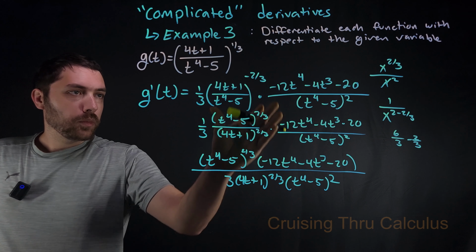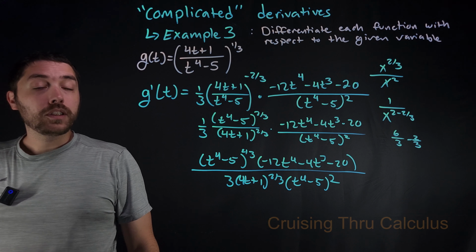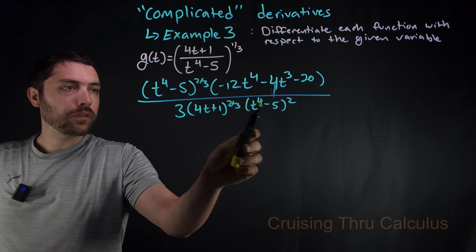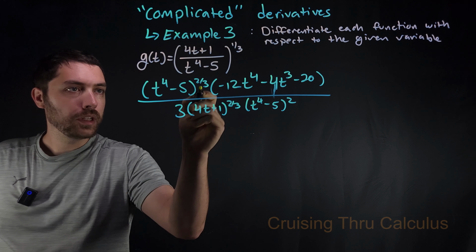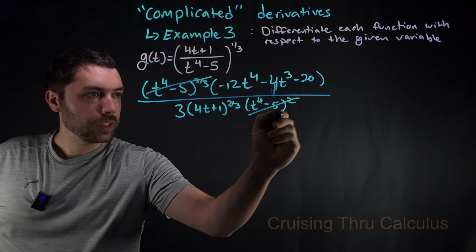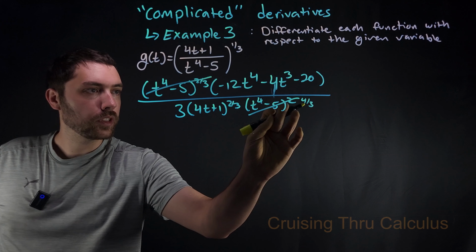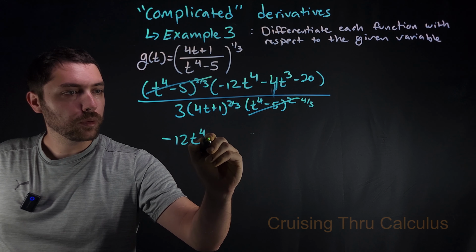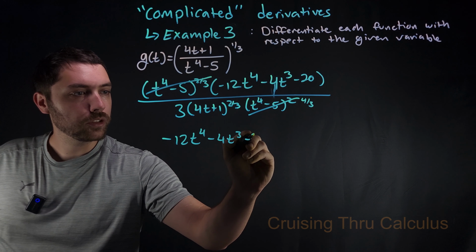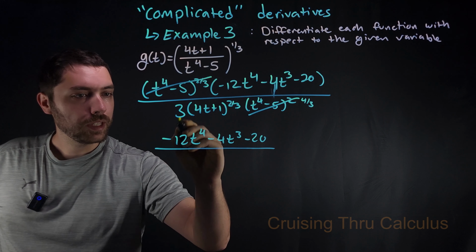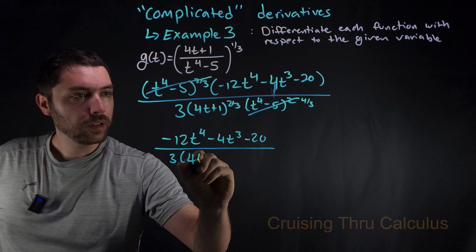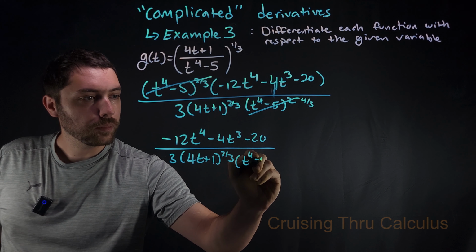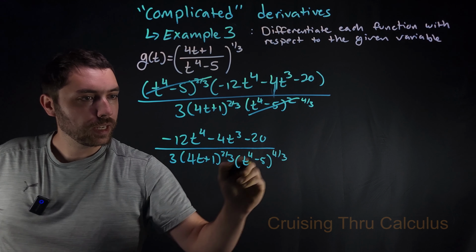So let me take this, move it up here, and write down what my final simplified answer is going to be. All right, I've moved this up here, and now we can finally subtract these here. So this will cancel with this, leaving us with 4/3 as our exponent down here. So we're going to get negative 12 (t to the fourth minus 4t cubed minus 20), all of that divided by 3 (4t plus 1) to the 2/3, and then (t to the fourth minus 5) to the 4/3, like that.